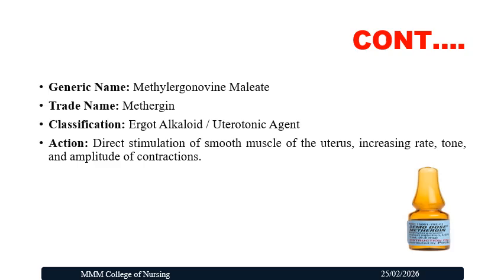Generic name is methylergonovine maleate. Trade name is Methergin. Classification: it is an ergot derivative uterotonic agent. So the action here is a direct stimulation of smooth muscle in the uterus. It increases the rate, tonicity as well as the amplitude of contractions.